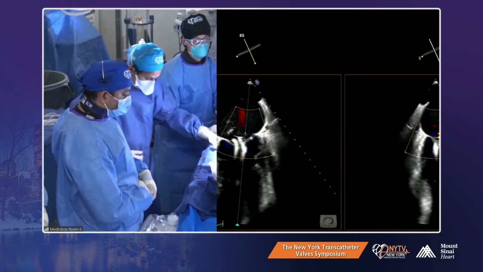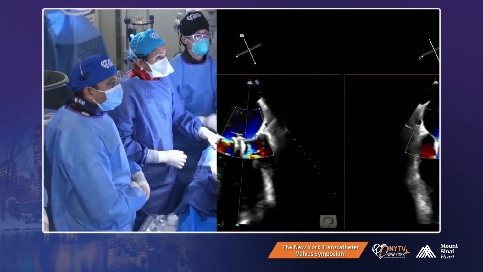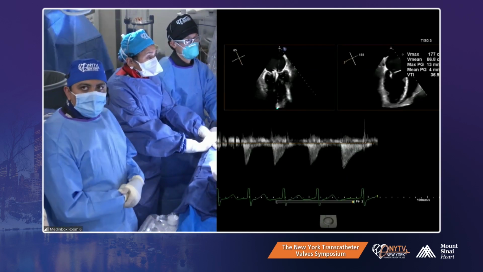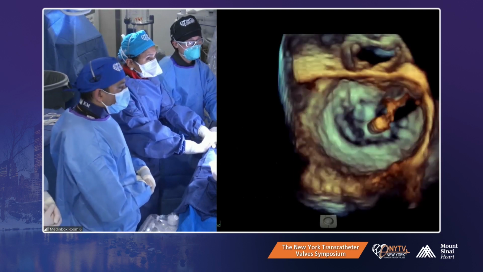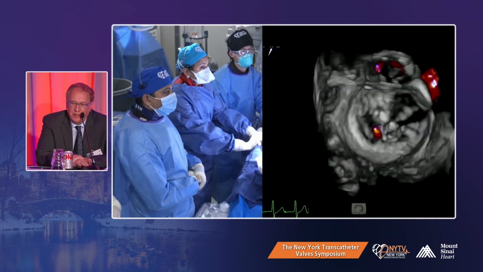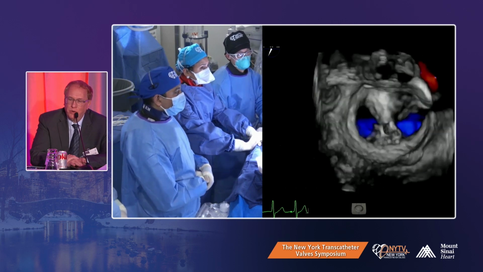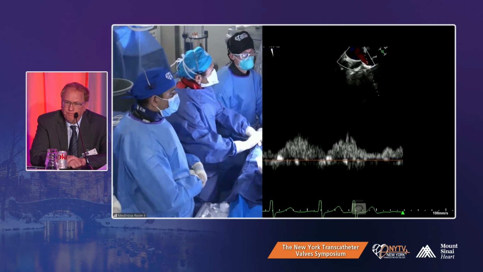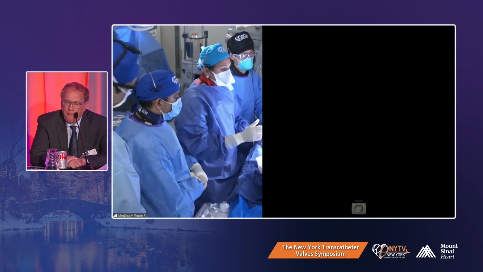Is that the result? That looks really good. We just deployed it, and there is trace MR. It just shows you how incredibly important that first transseptal puncture is. Spend a few extra minutes, get the position right, especially that posterior location. It makes all the difference. And have you shown the gradient, Malcolm?